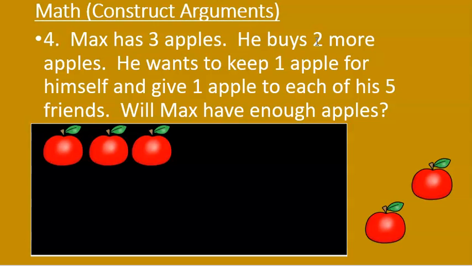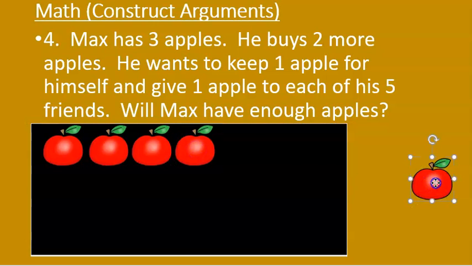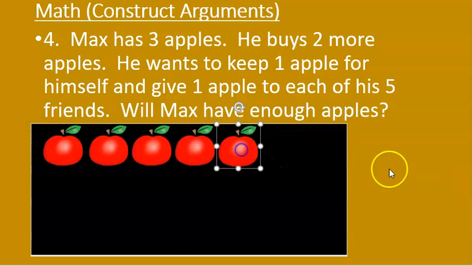Okay, he buys 2 more apples. So watch Mr. Begay. We have to put 2 apples here again. Let's include that here. Now, all together, let's just count how many apples there are now. Let's count. 1, 2, 3, 4, 5. So now, all together, Max has 5 apples, okay?